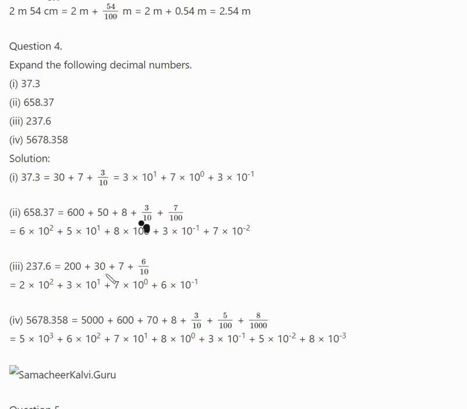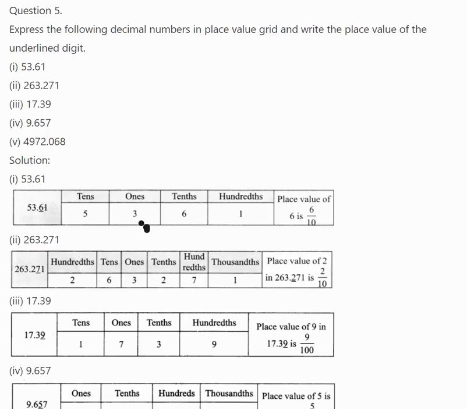237.6 is 200 plus 30 plus 7 plus 6 by 10. Right? No need to write the second step, just go with that first step. 5,678.358 is 5,000 plus 600 plus 70 plus 8 plus the decimal 358, so 3 by 10 plus 5 by 100 plus 8 by 1000. Right. Next. Express the following decimal numbers in place value grid.